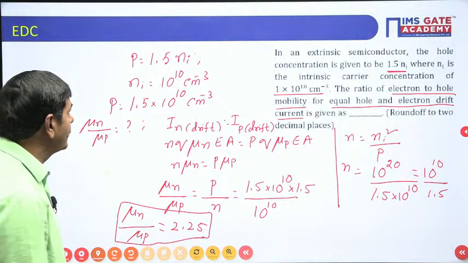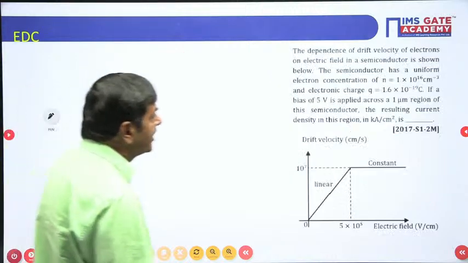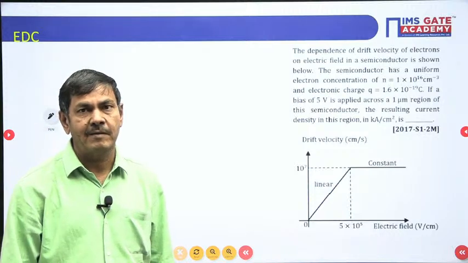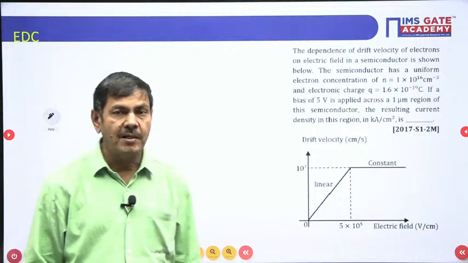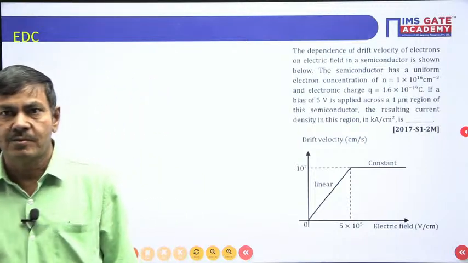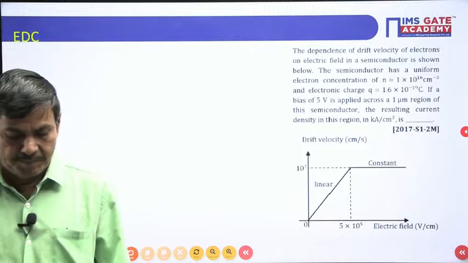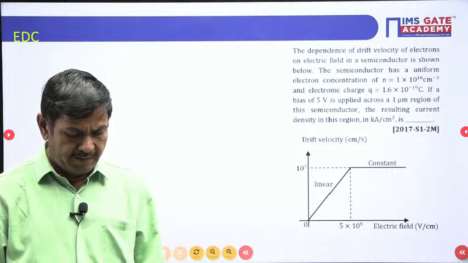And I want to give one more question. Please try this question without my help. It's a GATE 2017 problem. I'll see how many students can do it. You start doing this question. It's a 2 marks question. I'll see which students are going to give the answer for this question. Please give it. I am waiting for your answer.